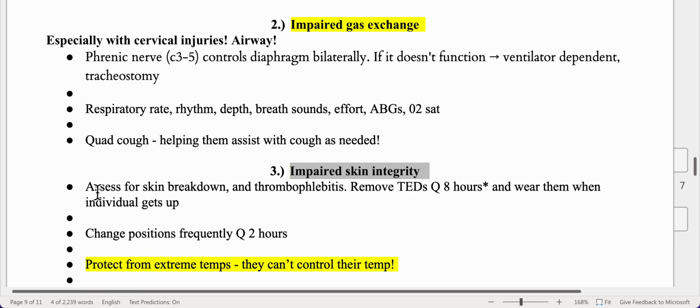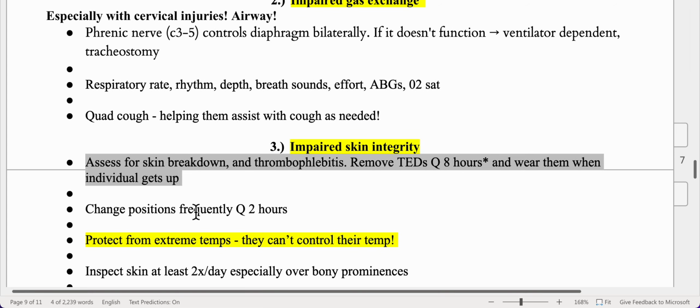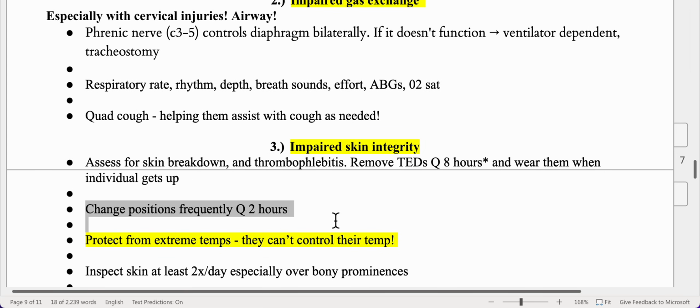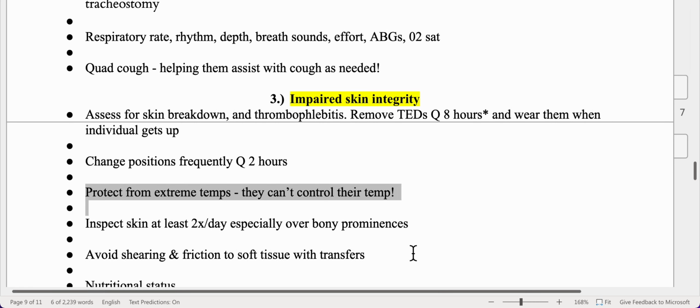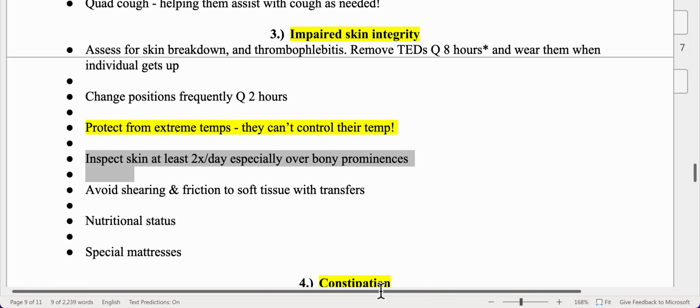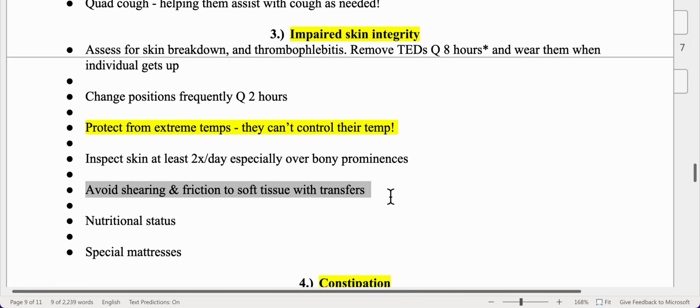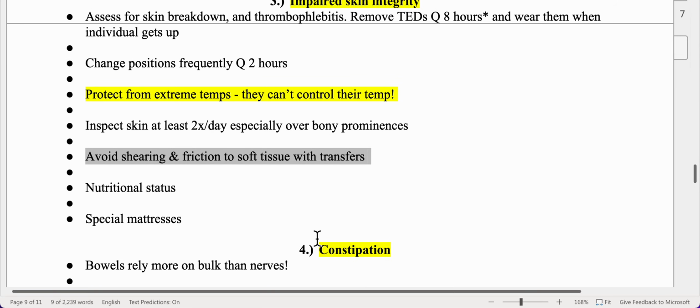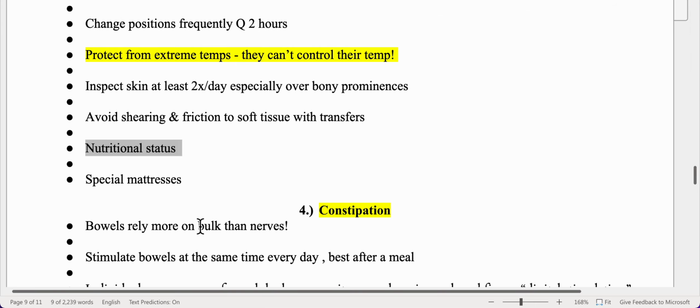Impaired skin integrity. Assess for skin breakdown and thrombophlebitis. Remove TEDs every 8 hours and wear them when the individual gets up. Change positions frequently, every 2 hours. Protect from extreme temperatures. They can't control their temp. Inspect skin at least 2x a day, especially over bony prominences. Avoid shearing and friction to soft tissue with transfers.